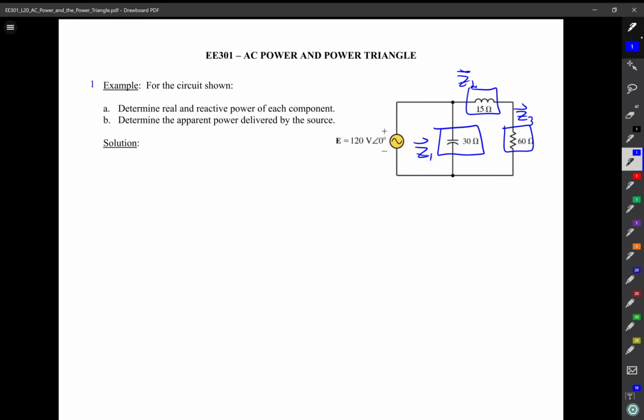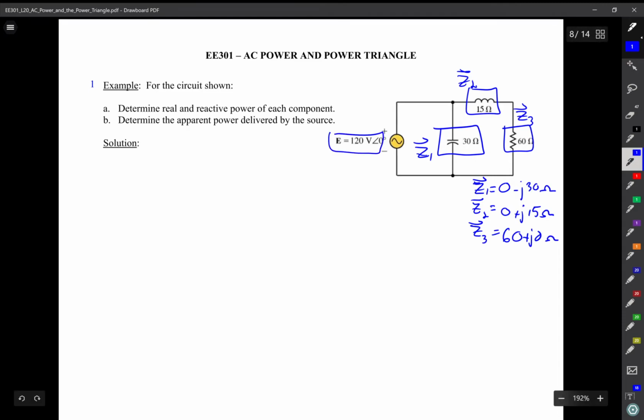Okay, so there's my circuit. I'm going to define what Z1, Z2, and Z3 are. We'll say that Z1 is equal to 0 minus j30 ohms because it's purely capacitive. Z2 is equal to 0 plus j15 ohms because it's purely inductive, and Z3 is equal to 60 plus j0 because that's purely resistive. Also, E is defined as, again, a vector, 120 volts with an angle of 0.